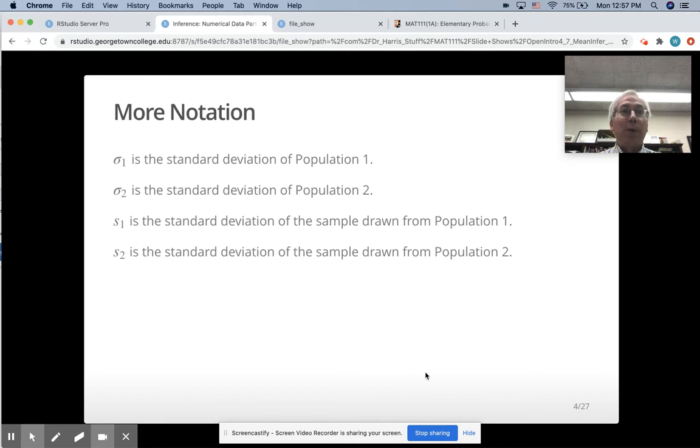Mu1, mu2, sigma 1, and sigma 2 are unknown. X bar 1, X bar 2, S1, S2, those are the things that we'll be able to calculate from our sample data. And N1 and N2 will be our respective sample sizes.